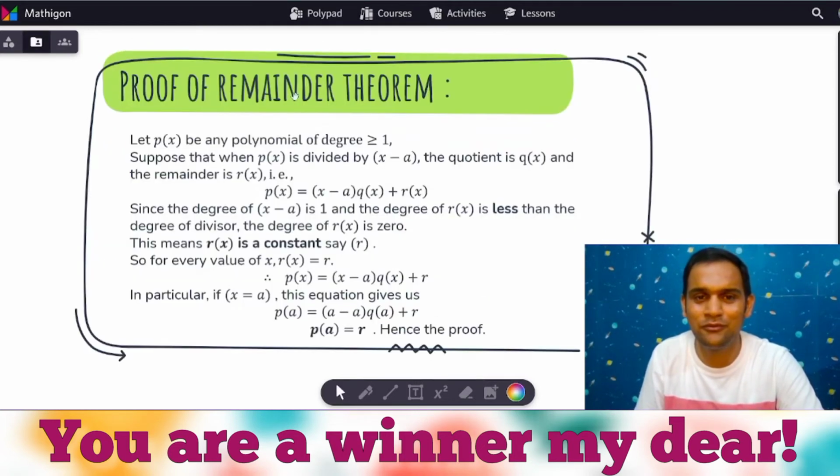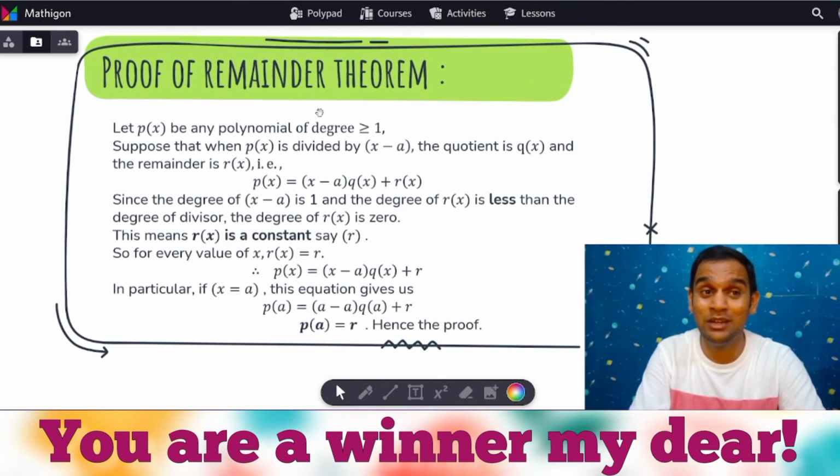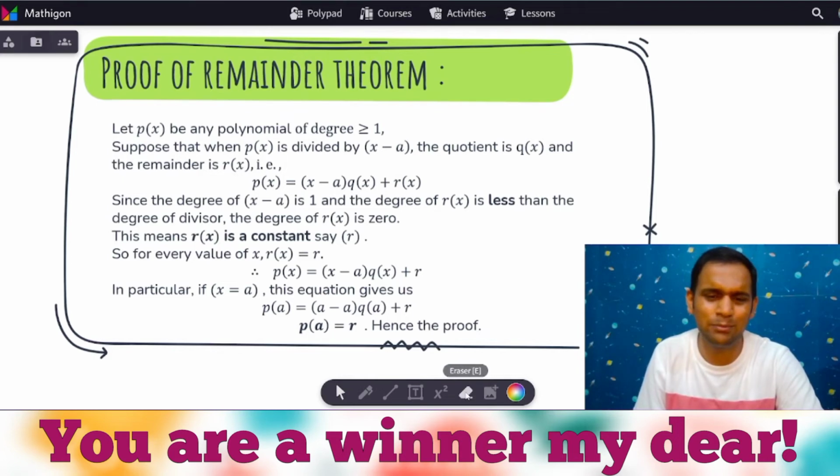Let's try to do a few problems. Before that, let's try to prove the remainder theorem. Now, proof is generally not asked in examination, but to understand the theorem nicely, we must understand the proof, and the proof is very easy. So we will be able to do it a little faster and in a fun way.